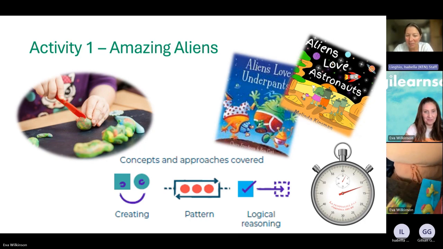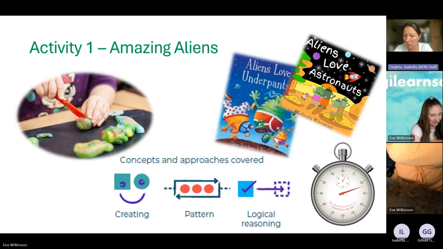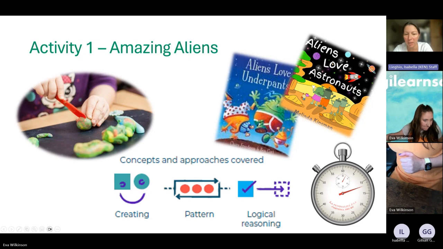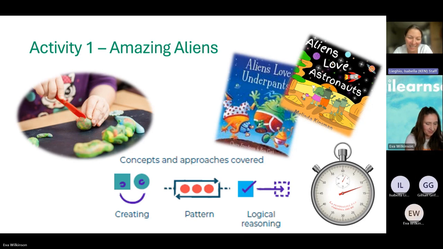All right, so for the adults, we were talking a little bit about the different concepts and approaches. So these are the parts of computational thinking we were thinking about. We were creating, so Eva was creating her lovely aliens. We were looking for patterns when we spot things that are different or things that are the same. That helps us to discover pattern. And we were using logical reasoning. So we were thinking about how we were putting them into groups and explaining our reasons for that. So lots of computational thinking skills. Well done, everyone, if you are helping along in your classroom.